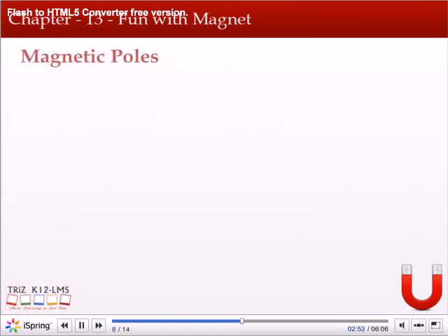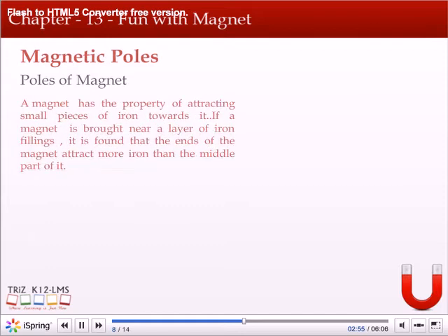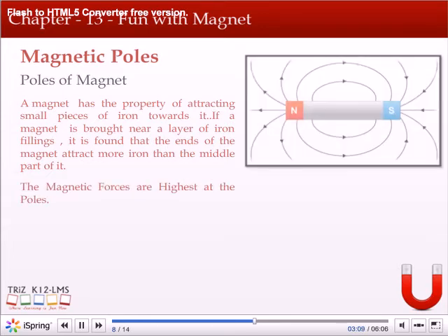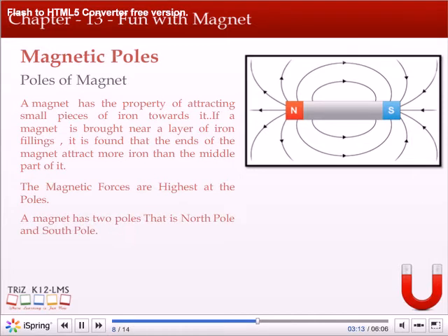Magnetic poles. Poles of a magnet. A magnet has the property of attracting small pieces of iron towards it. If a magnet is brought near a layer of iron filings, it is found that the ends of the magnet attract more iron than the middle part of it. The magnetic forces are highest at the poles. A magnet has two poles, that is, North Pole and South Pole. The two ends of a magnet are called poles.